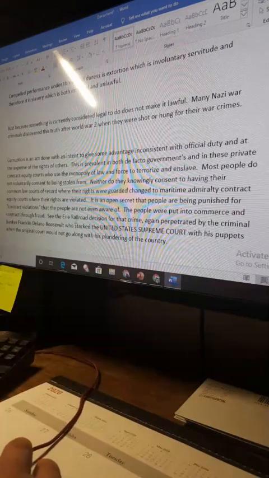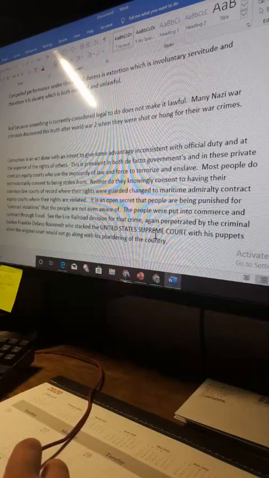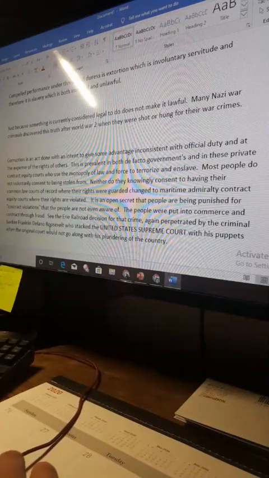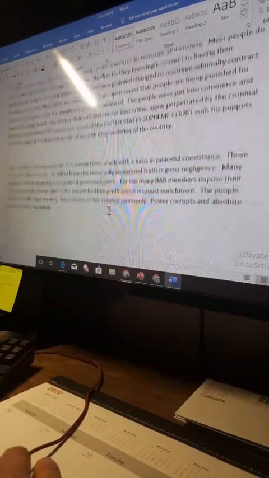Again, perpetrated by the criminal banker Franklin D. Roosevelt, who stacked the United States Supreme Court with his puppets when the original court would not go along with his plundering of the country.